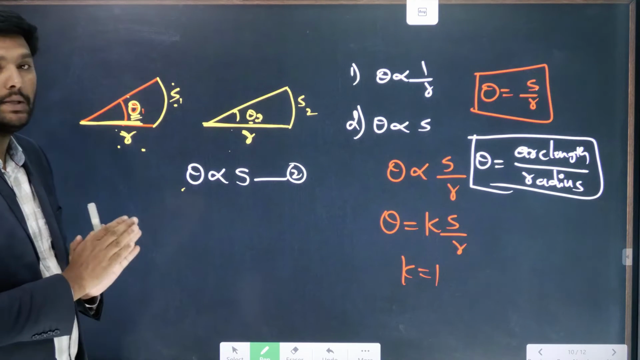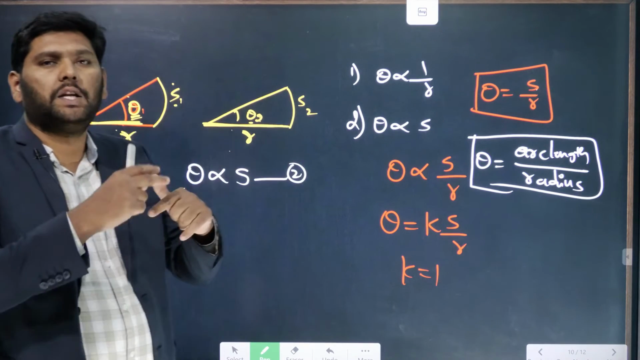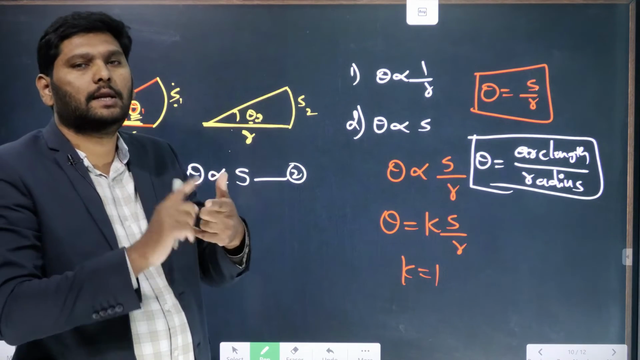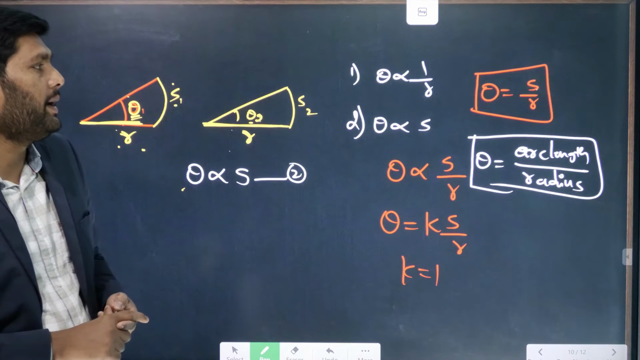I hope you have understood what I explained here, the relation between arc length, radius and theta. That is the part we did here. Got it? Better note it down.